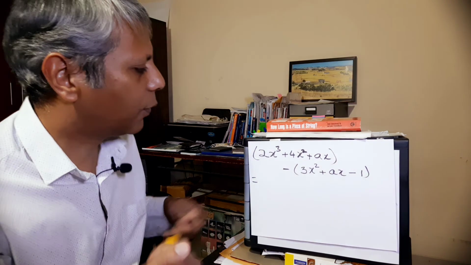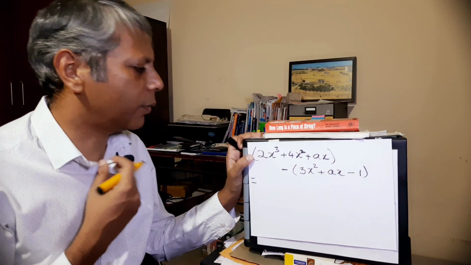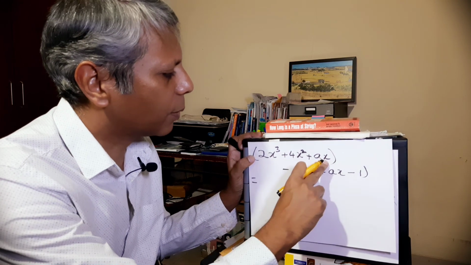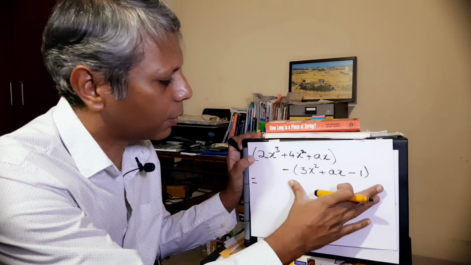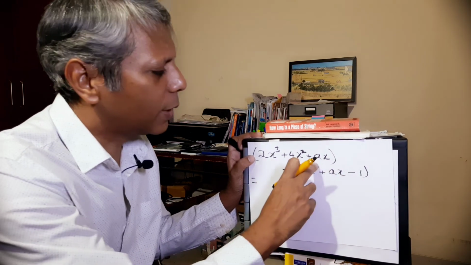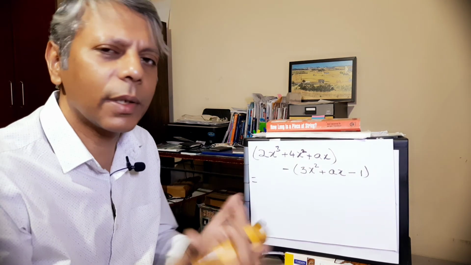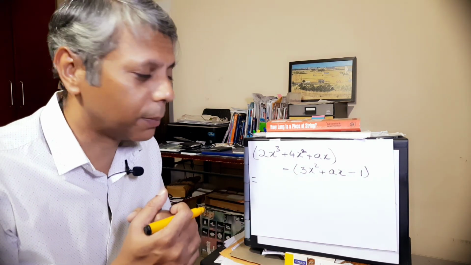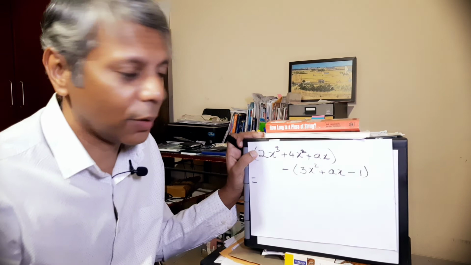Here, if you look at this, you have 2x cubed plus 4x squared plus ax minus the whole expression of 3x squared plus ax plus minus 1. You see a here, you shouldn't worry, you should just treat it as some other number. You can't do anything with it as such unless you get a like term. And there is a like term there. Let us see how it works out.